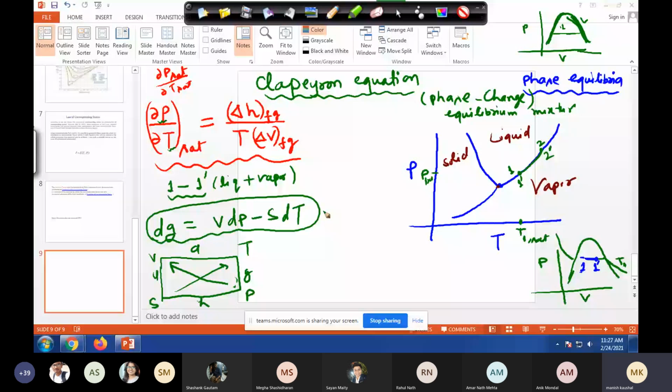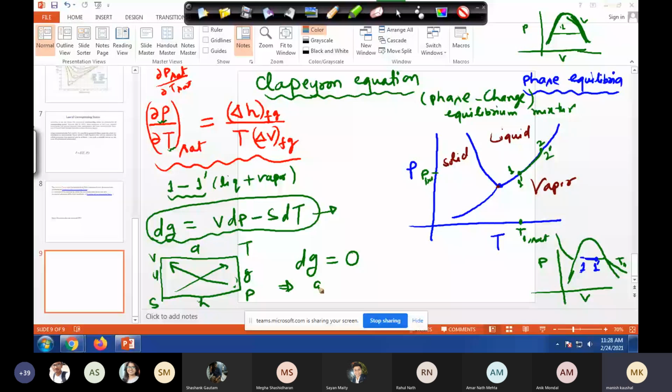What will happen when you are going from 1 to 1 dash? Tell me about this equation. dG will be equal to what? Zero, because there is no change in pressure and temperature. From 1 to 1 dash we are at the same point. So if dG is 0, we can say G1 equals G1 dash.